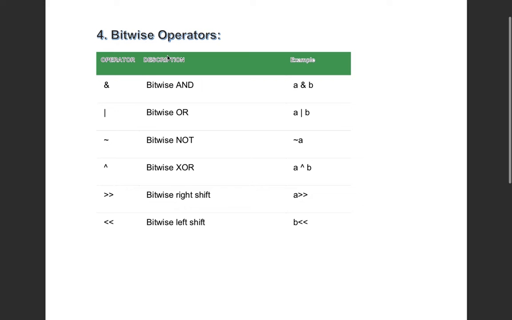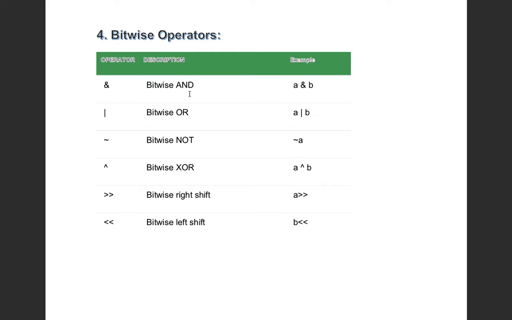This is bitwise operator. So why do we use bitwise operator? Bitwise operators are used to perform bitwise calculation on integers. The bitwise AND operator returns 1 if both the bits are 1, else 0. Similarly, the bitwise OR operator returns 1 if either of the bits is 1, else 0.